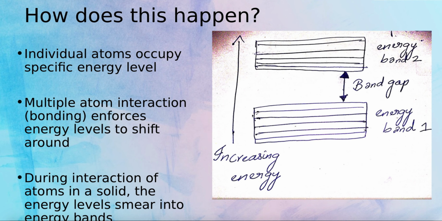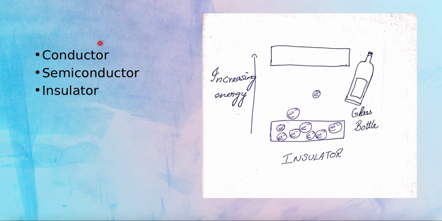This is because atoms of each element occupy specific energy levels at room temperature. When there is multiple atom interaction, their energy levels tend to shift around. What happens here is that when I supply external energy in the form of heat, light, or electric field, the electrons in the lower energy state gain this external energy and get excited and jump to higher energy states. The distance between the lower energy level and the higher energy level is called the band gap. Thus, the amount of external energy being supplied and the band gap determine whether the material is a conductor, semiconductor, or an insulator.